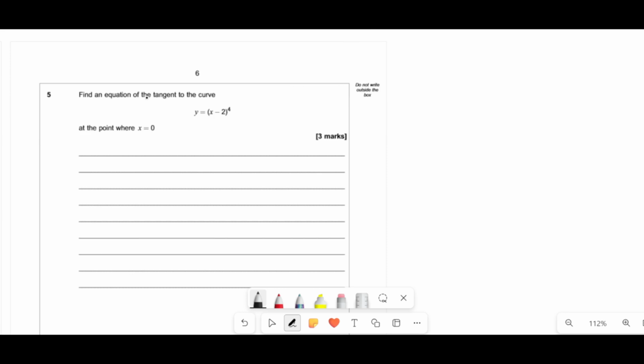So what that's trying to get you to hint at is that if you find the equation of the tangent of the curve, well, first, because it's a straight line, we need to know its gradient and we need to know some y coordinates that it sits at. So the first step is we can find out the gradient of this tangent. So that's going to be dy by dx, which is going to be 4 times x minus 2 to the power of 3, and then multiplied by the derivative, which is 1. That's fine. So that's dy by dx.